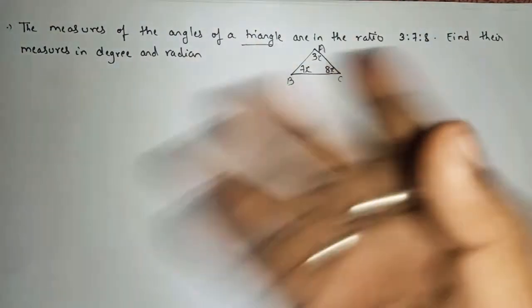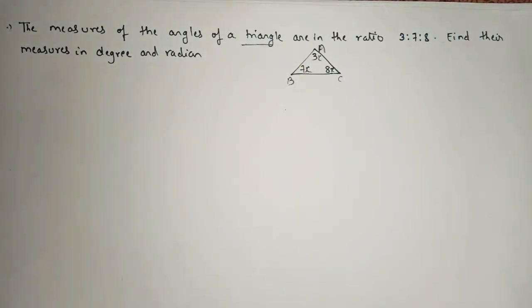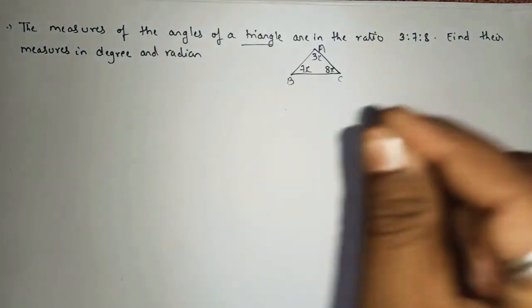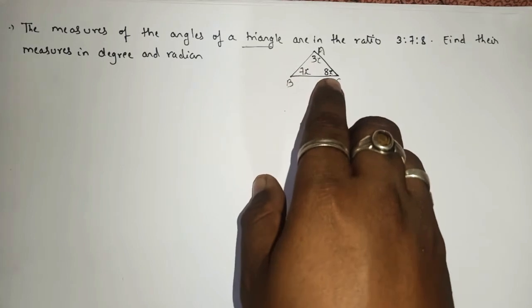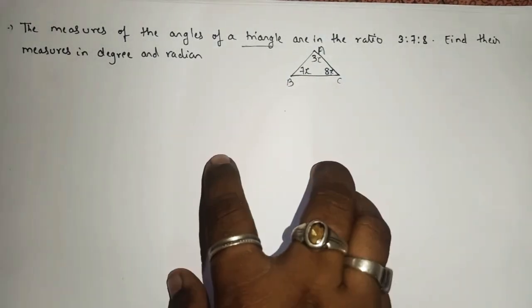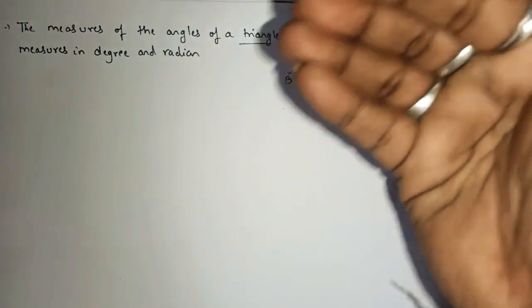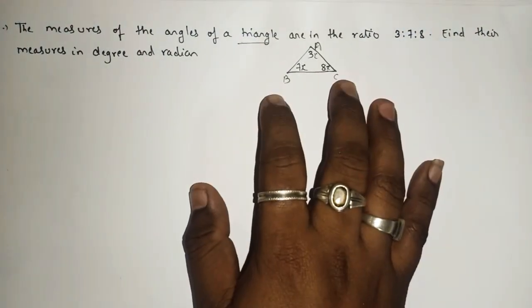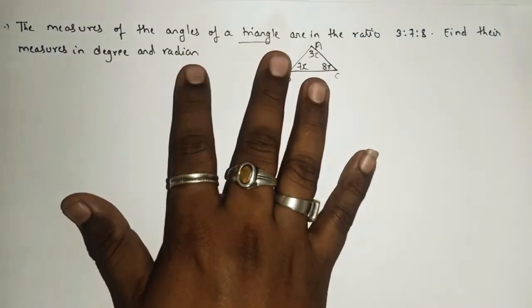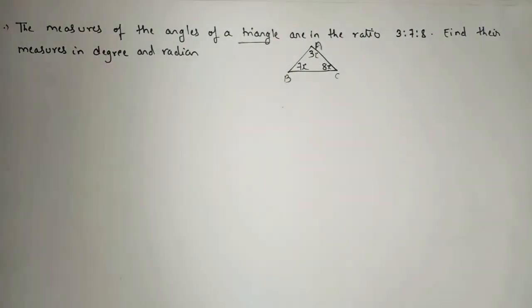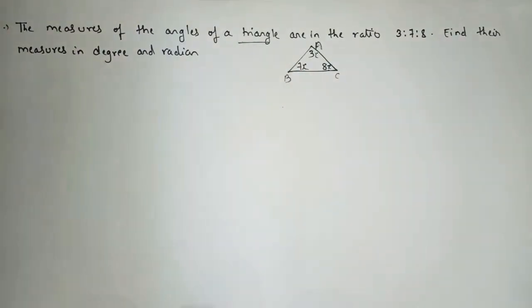Rest, we know the property of angles with respect to a triangle is what? The sum of the interior angles of a triangle is 180. So you will get 3x + 7x + 8x = 18x = 180, where you will get the value of x as 10. Substitute the value, you will get the angles A, B and C in degree. Then convert that degree into radian. I hope you all can try this sum by yourself. Please take this sum as homework.